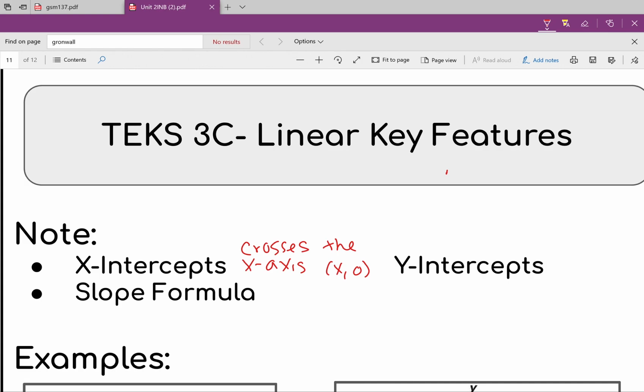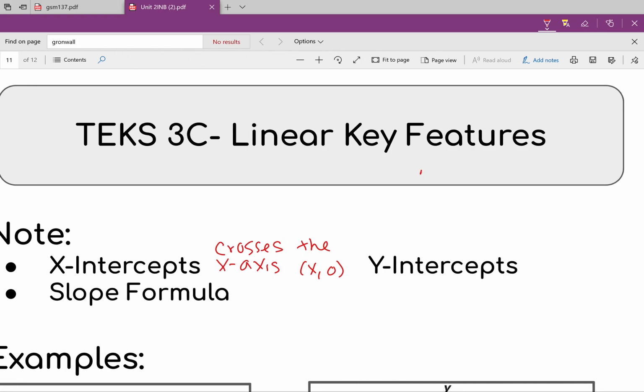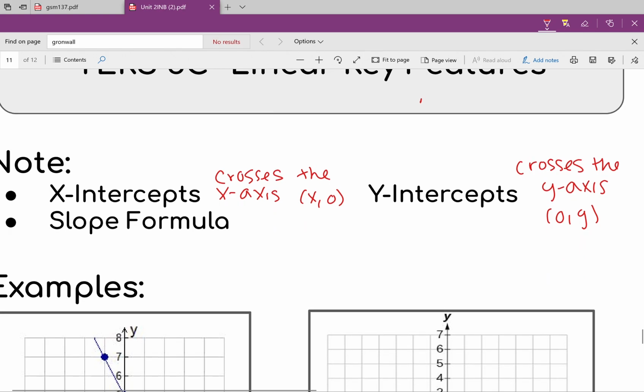And y-intercepts is when it crosses the y-axis. So it crosses the y-axis, and we write that as 0, y. And then lastly, the slope formula, if you remember, is m equals y2 minus y1 over x2 minus x1. So we're going to be using these definitions to solve all these examples.